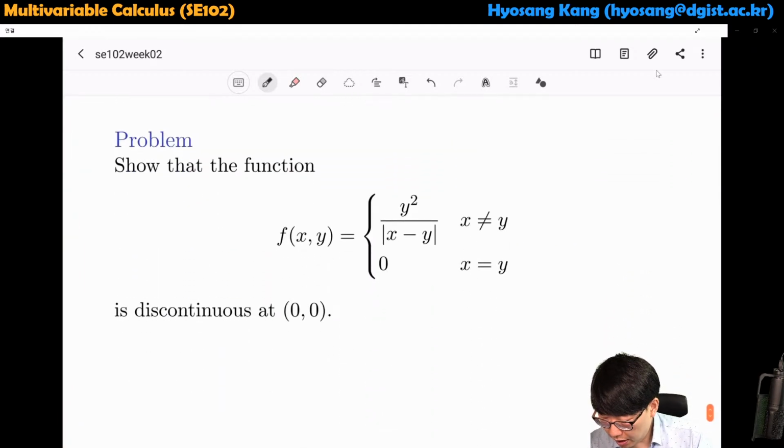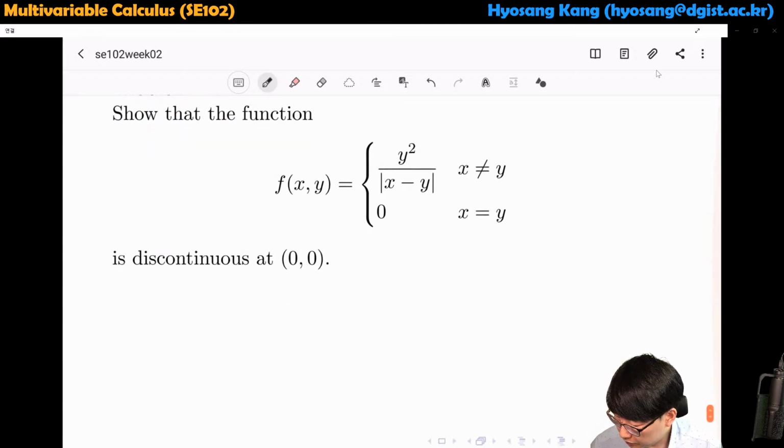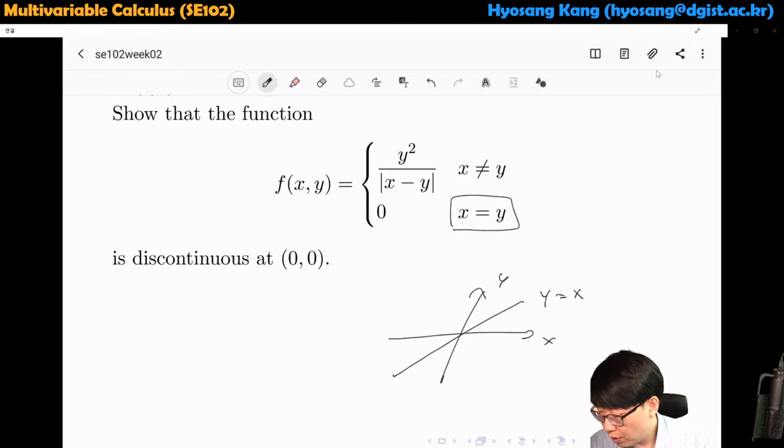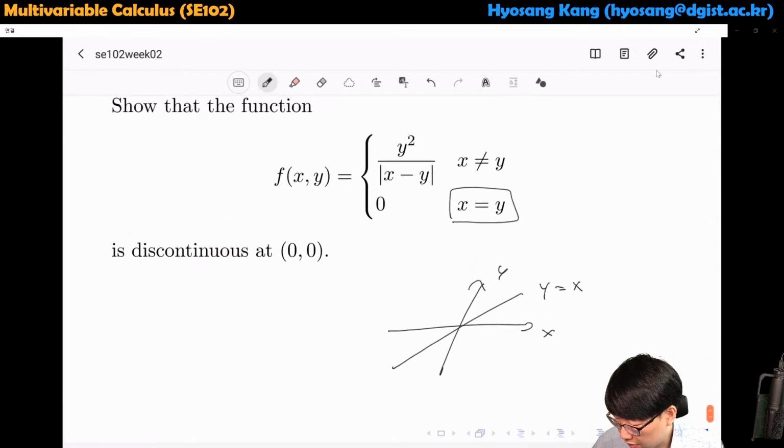Alright, so problem: show that the function is discontinuous at (0, 0). The function has a value on this line. So we have the xy plane, here is the x-axis and y-axis. This is the y equals x line, and on this line, the value of the function is 0. But on the other lines, we have a special formula to show that it's discontinuous at (0, 0).